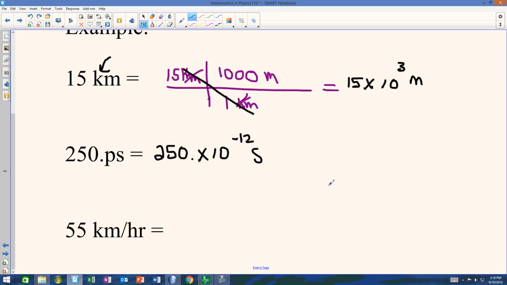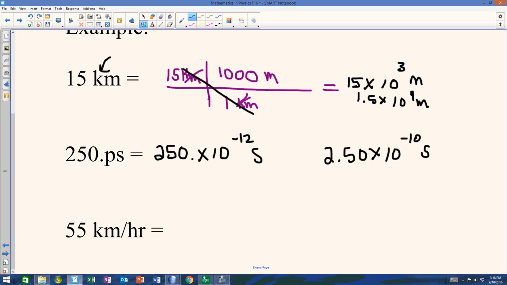Done. Now you may be saying, don't I have to write that in scientific notation? You should, okay? And so that's going to be 2.50 times 10 to the minus 10 seconds. And this is going to be 1.5 times 10 to the 4 meters.